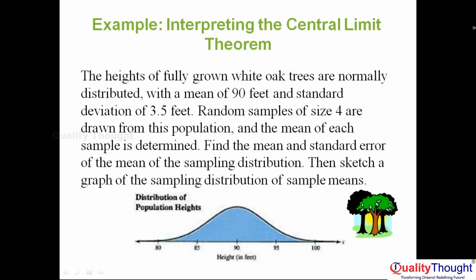Now you tell me, when the size of the sample is less than 30, which is 4 here, and the population is a bell curve, can the sampling distribution be approximated to a normal distribution? Yes, we can. How can you say no? That is what we learned earlier.